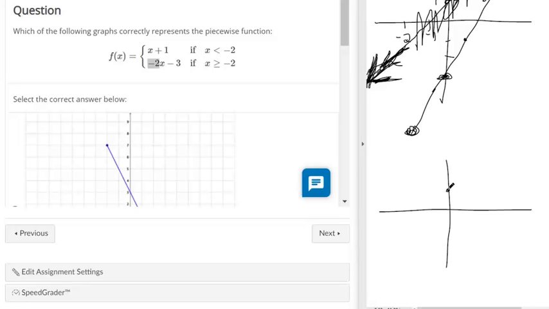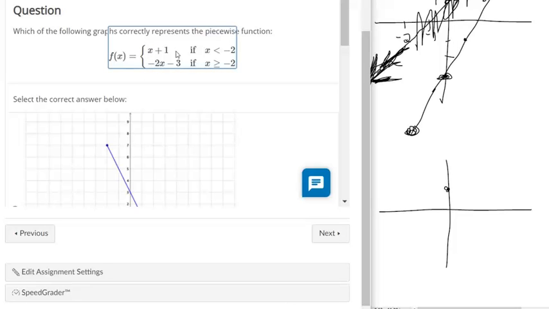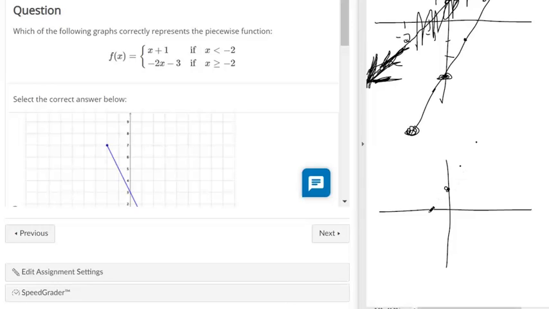Okay, y-intercept of 1 for this top one. Slope of 1, up 1, right one. So we can go in reverse. But this graph only exists when x is less than negative 2. So here's negative 2. The graph is an open circle here, and only when x is less than negative 2. Okay, so that part was right.